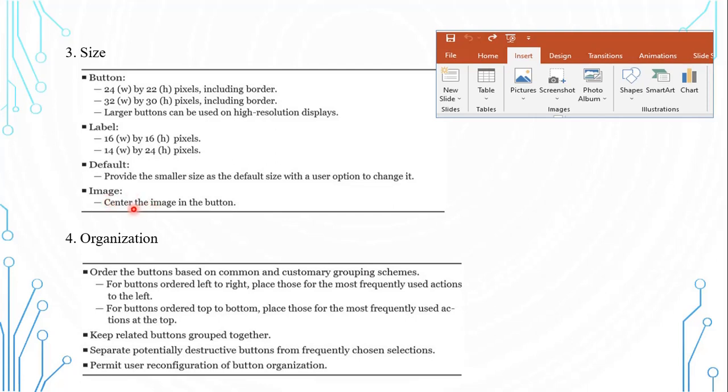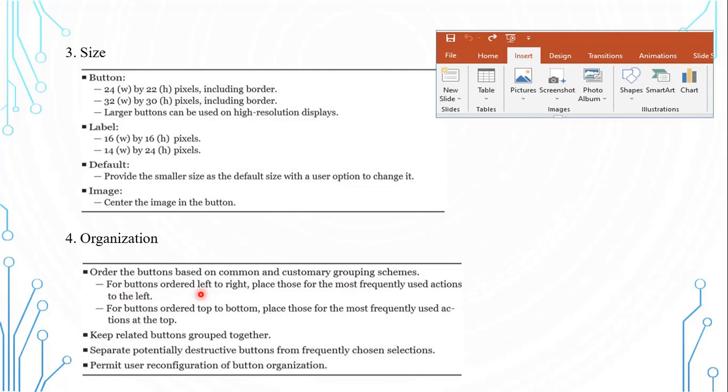Next we have image. Center the image in the button. Organization. Order the buttons based on common and customary grouping schemes. So now you have to organize the buttons. Maybe in the home screen you will have different buttons. In insert, for example, you have certain buttons. Again in design, you have different buttons. So there you have to group them according to common and customary grouping schemes.